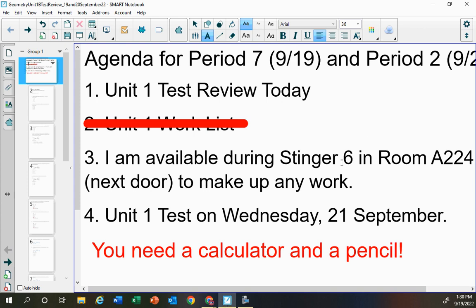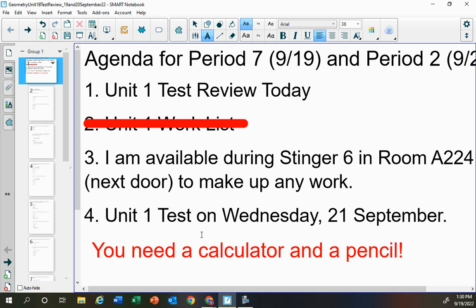Tomorrow, if you need to make up any work, I'm in A224, Stinger 6. During Stinger 6, if you are allowed to and need to make up work, it's towards the end of the period. I doubt we're going to have time today, but if you have any missing work, like quizzes or tests, tomorrow's an opportunity. Thursday's also an opportunity. As you know, your test is next time.